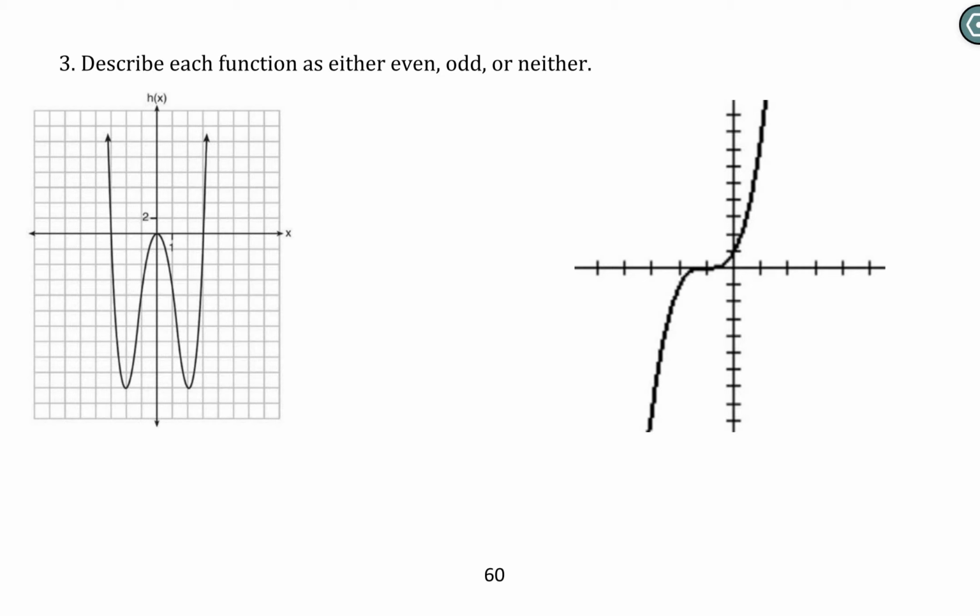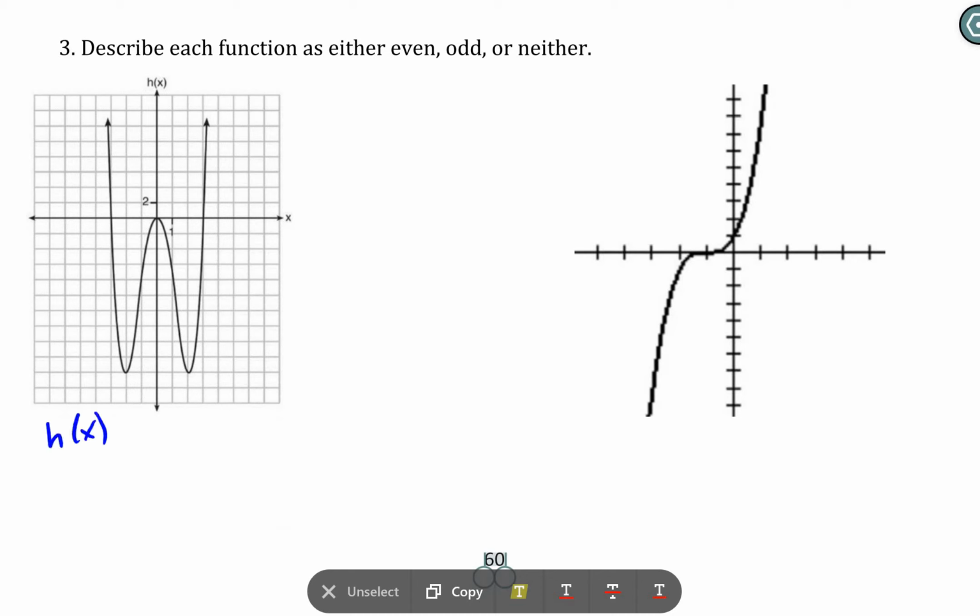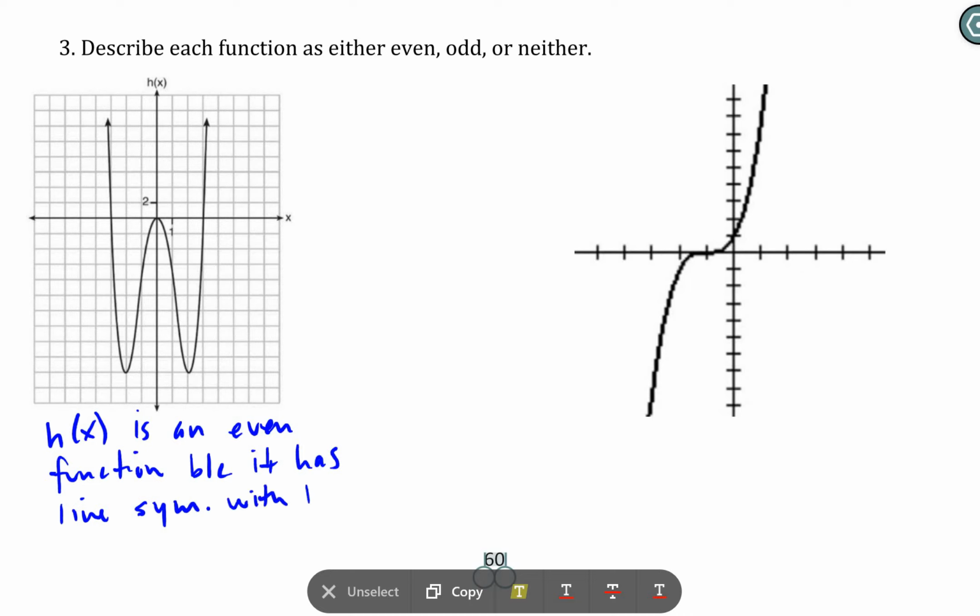So for number 3, it says describe each function as either even, odd, or neither. So for h of x, we're going to be able to say that h of x is an even function because it has line symmetry with the y-axis. I see this point here becomes this point here. Any point on this graph is just reflected over the y-axis.